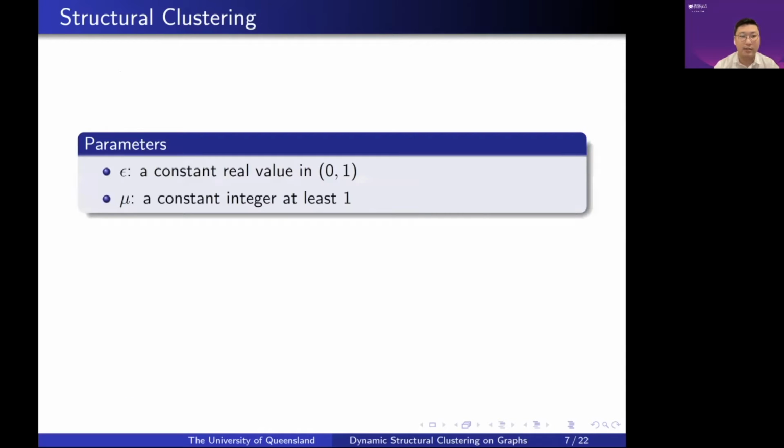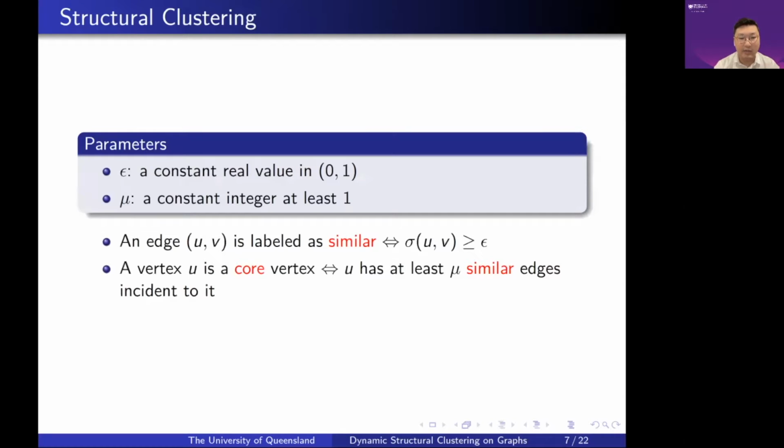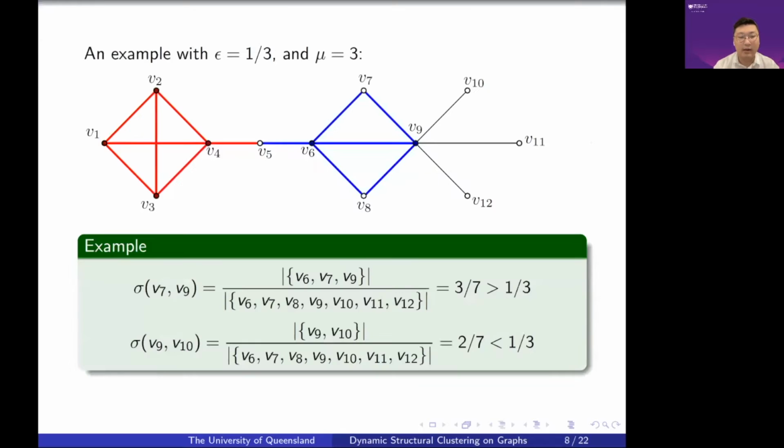There are two parameters in structural clustering: epsilon and mu. We label an edge uv as similar if and only if sigma(u,v) is no smaller than epsilon. We call edge uv a similar edge for short. A vertex u is called a core vertex if and only if u has at least mu similar edges incident to it. Here is a running example of structural clustering with epsilon set to 1/3 and mu set to 3.